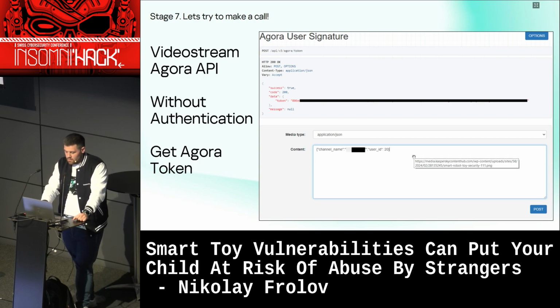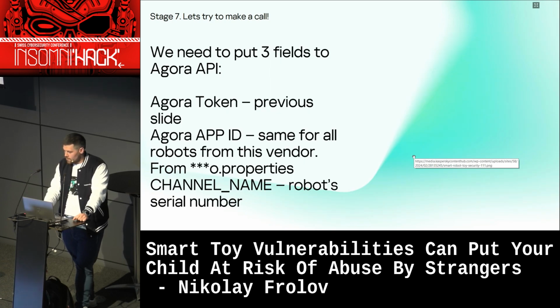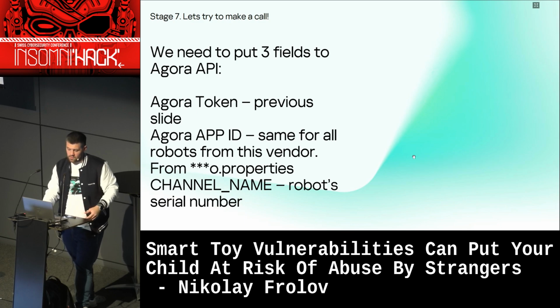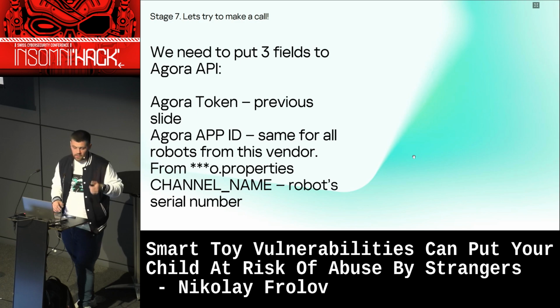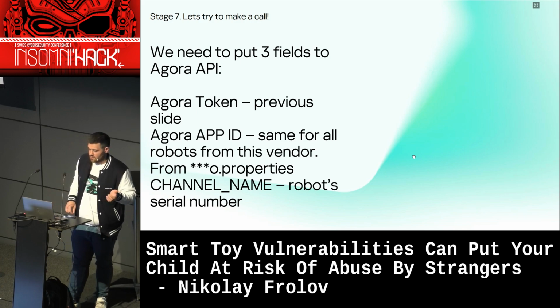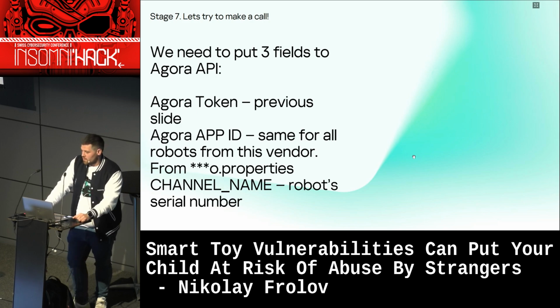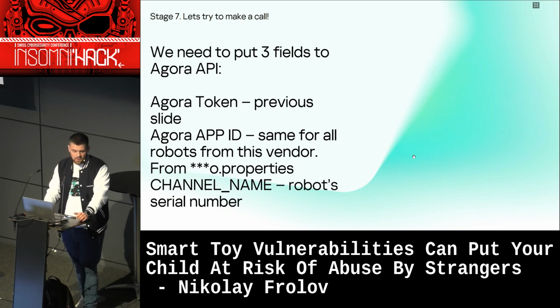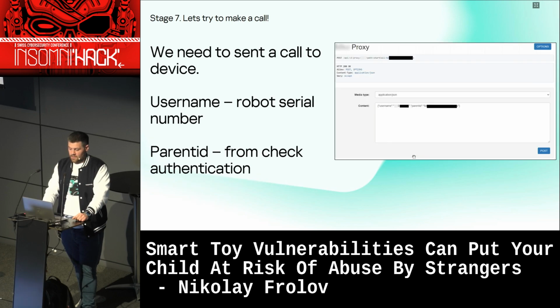Next stage, we need to send 3 fields to the Agora API. The first field is the Agora token that you saw on the previous slide. Next is the Agora application ID. That's the same for all robots, and we can find it in the properties file that we got from get application configuration. And the last field is the channel name, the robot serial number.